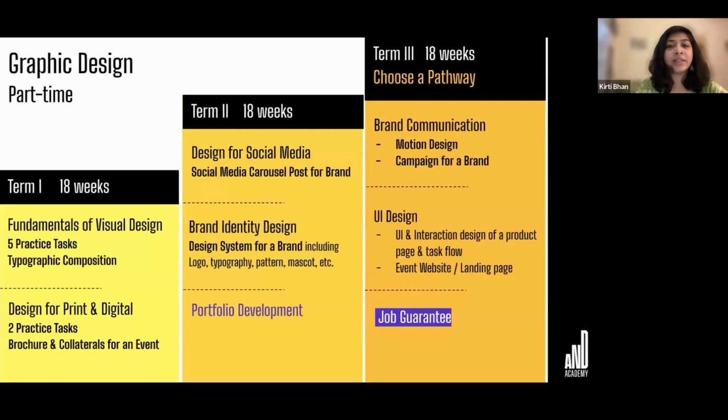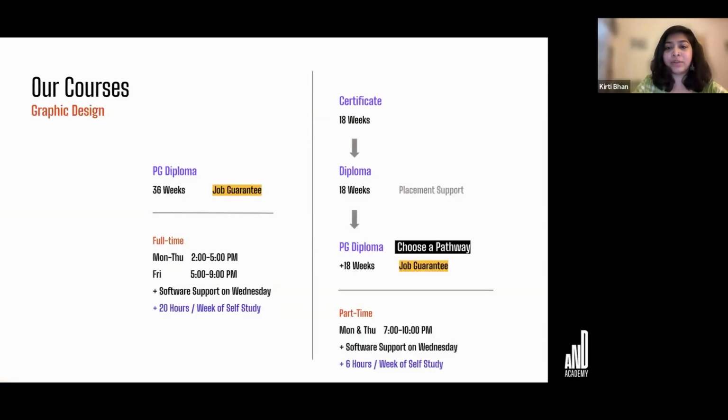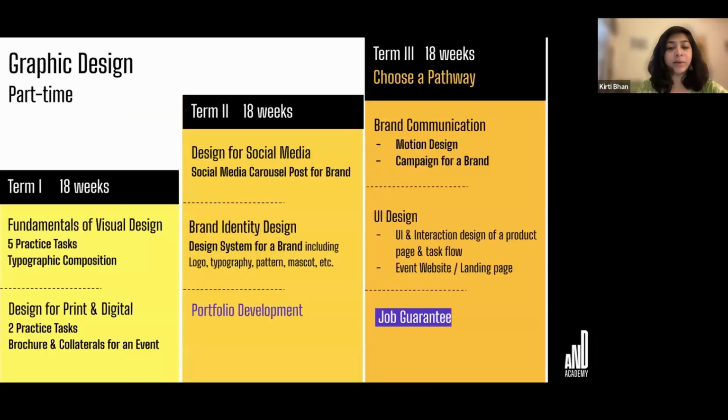So we can see it now. It is distributed in terms, like I showed you on the right side. There are 3 levels. In a similar way, term 1 is 18 weeks, term 2 is 18 weeks, and term 3 is again 18 weeks. In term 1, we are covering fundamentals of visual design.